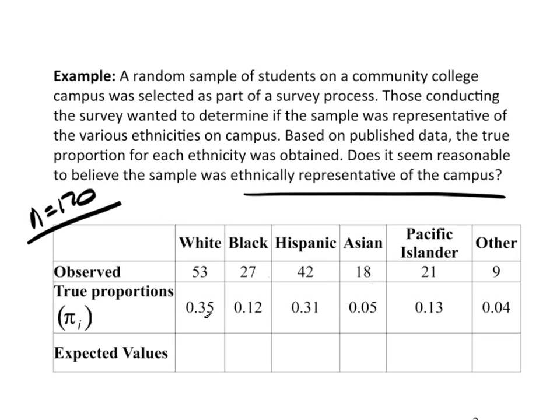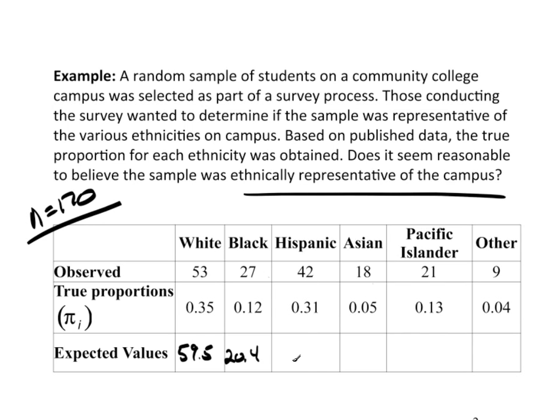If I take 0.35 and multiply it by 170, I will get 59.5. If I take 0.12, multiply it by 170, I get 20.4. So it's saying 12% of this should be 20.4. That's how many blacks I should have gotten. I should have gotten 59.5 whites, and so forth.